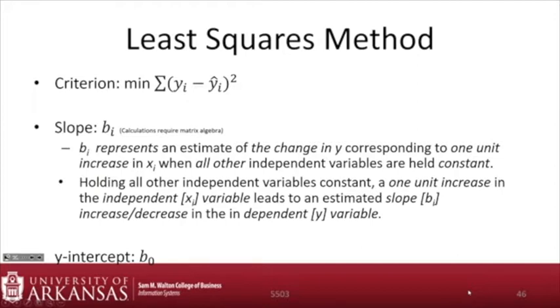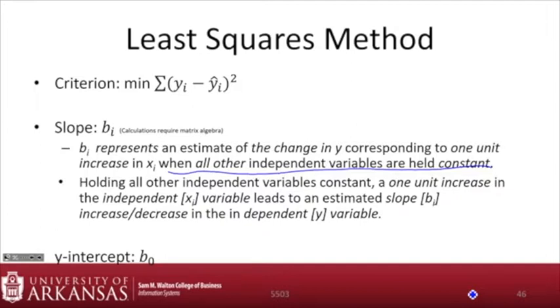Our slope, okay. Again, I'm not going to have that formula out there because you're doing a little more matrix algebra. Still doing the same thing though. It still represents an estimate of the change in our y, in our dependent variable, that corresponds to a 1 unit change. The thing that we're going to add in here is when all the other independent variables are held constant.